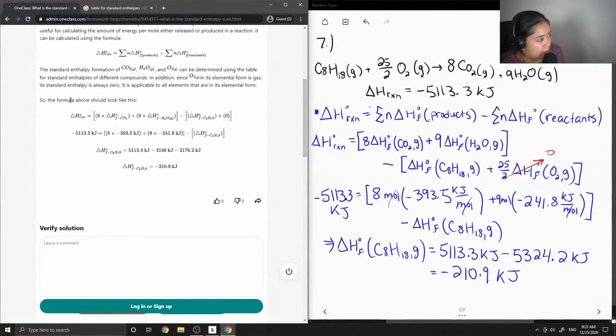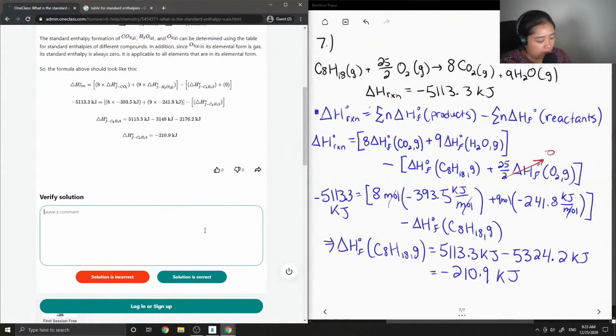So it is applicable to all elements that are in its elemental form. So the formula above should look like this. So they have 8 times the delta H of formation of carbon dioxide plus 9 times the delta H of formation of H2O minus what we're looking for, which was the delta H of formation of the octane plus 0. Okay, so then they plugged in all their standard enthalpy values and ended up getting negative 210.9 kilojoules. Yep, so this solution is correct.